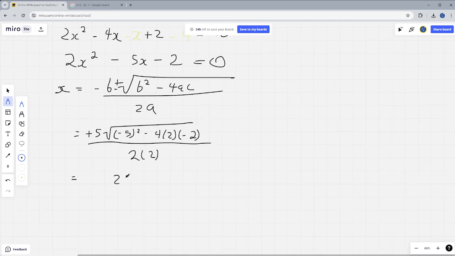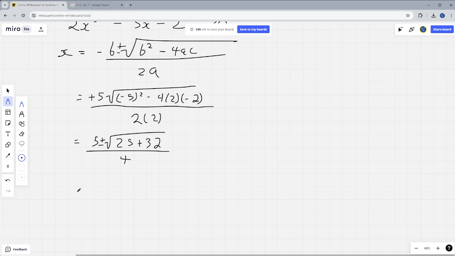Inside the bracket, we're going to have 25 minus 4 times 2 is 16. 16 times 2 is 32. We have negative and negative, make it plus. Right, we have 5 over here, plus or minus, and then on the bottom, 2 times 2 is 4. Now, 25 plus 32, what does that give us? Well, 57. So we have root 57, so 5 plus or minus root 57 over 4.